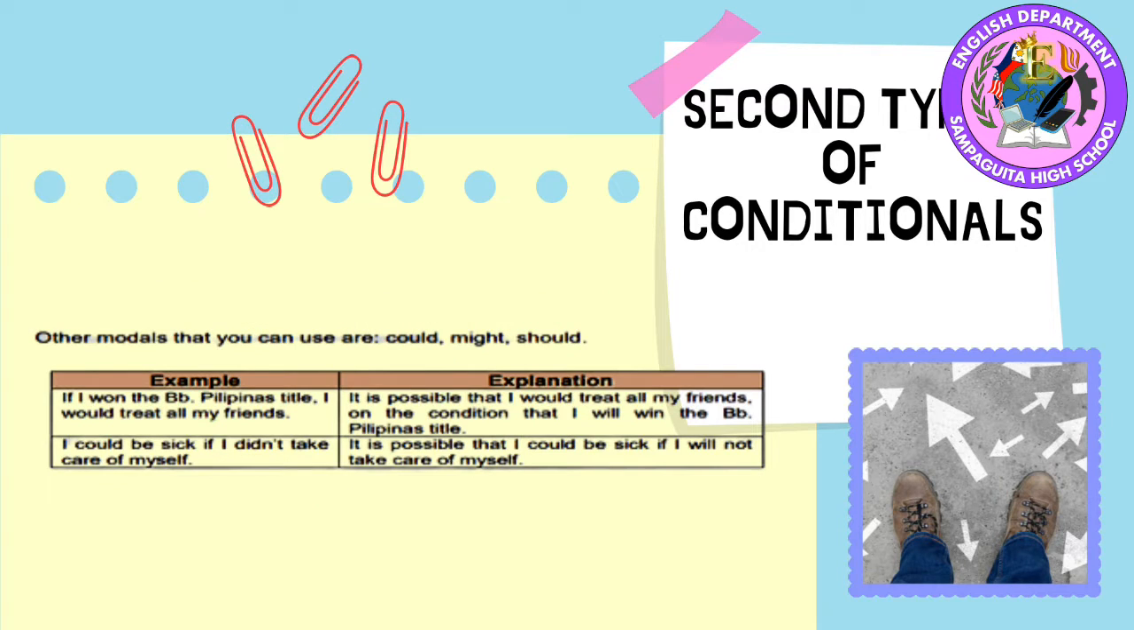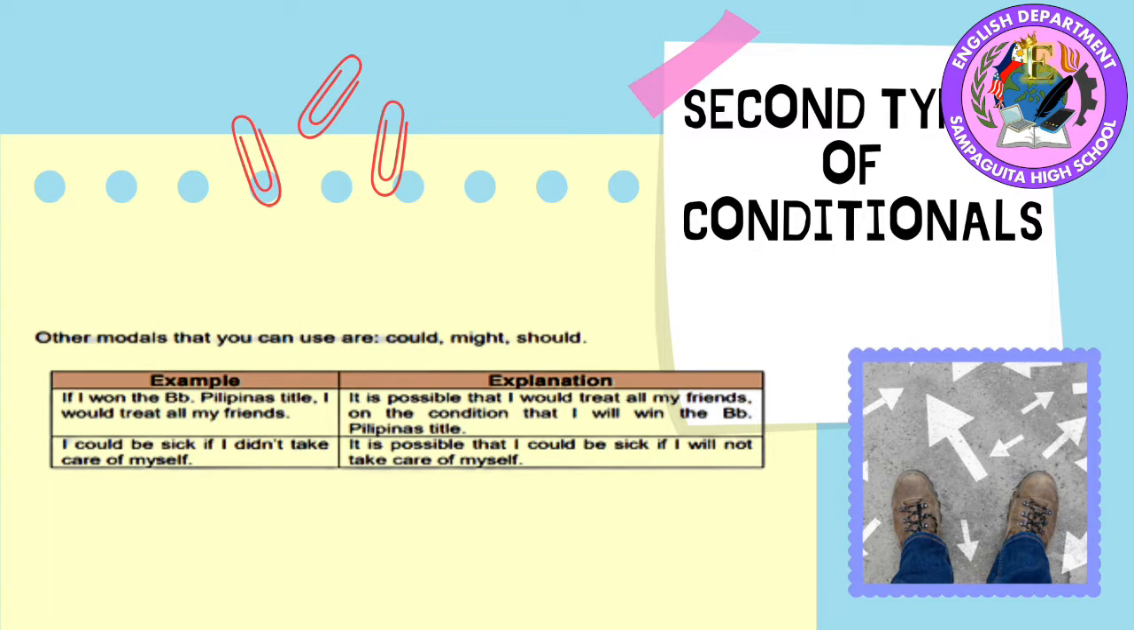So let's analyze the examples here for the second type of conditional. The first example: if I won the Binibining Pilipinas title, I would treat all my friends. So the if clause is considered an unreal possibility. It may be considered unreal, but there's a little chance that it will happen. Okay? So if this condition is met, then the situation will happen. What's the situation? I would treat all my friends. Okay, so if this person will join the Binibining Pilipinas next year or in the next 2 years or 5 years, okay, why not? All right.